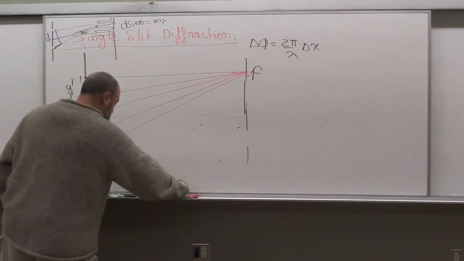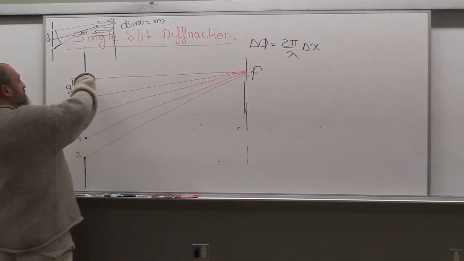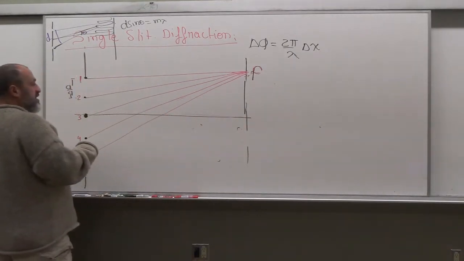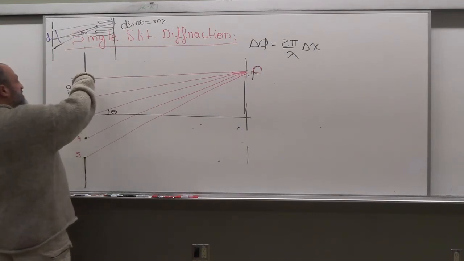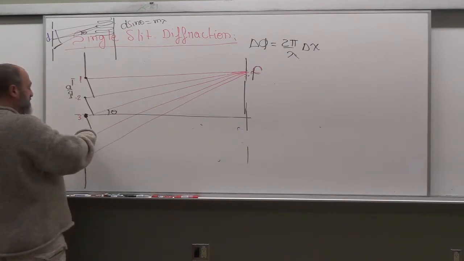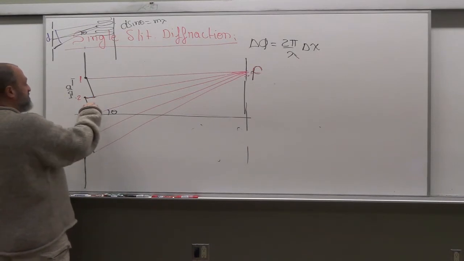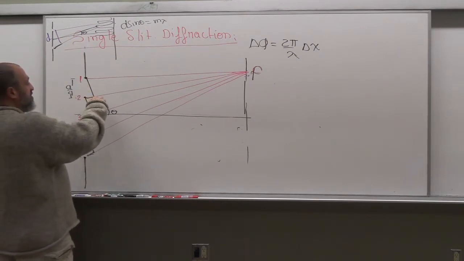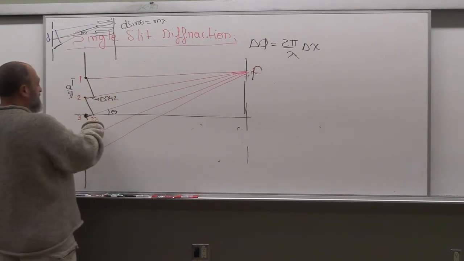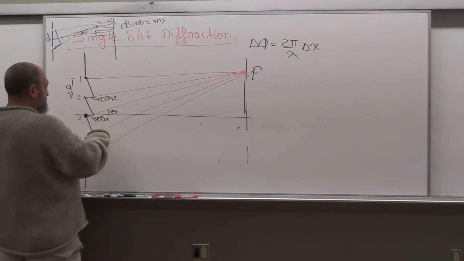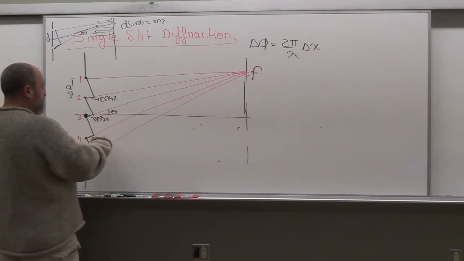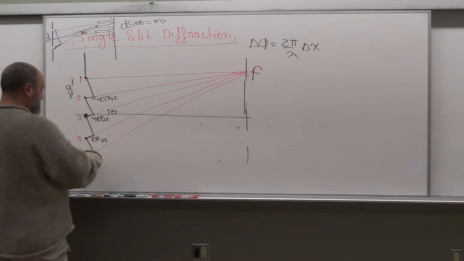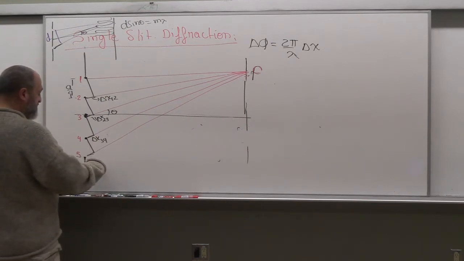And again, we're going to use the same trick, drop down a perpendicular. This is the central axis, and this is the angle theta, and I drop down a perpendicular from here to there, from here to there, from here to there, and from here to there, and I have these path differences now. This is delta x 1,2. This is delta x 2,3. This is delta x 3,4. This is delta x 4,5, and so on and so forth.